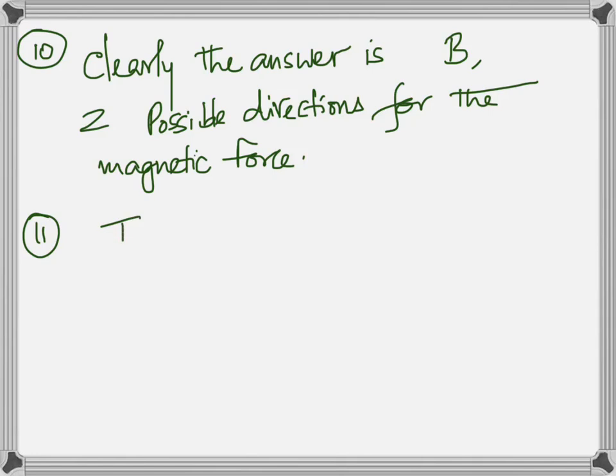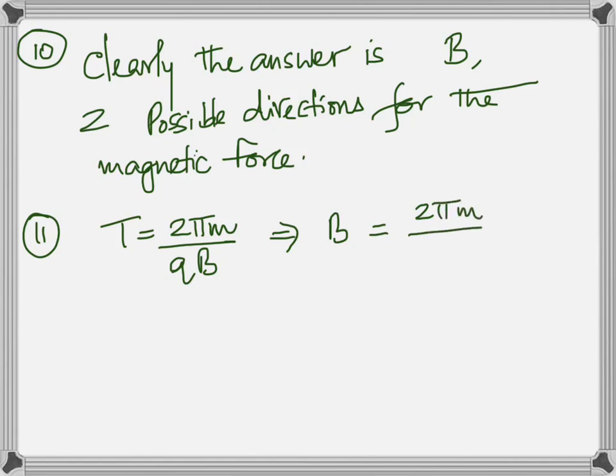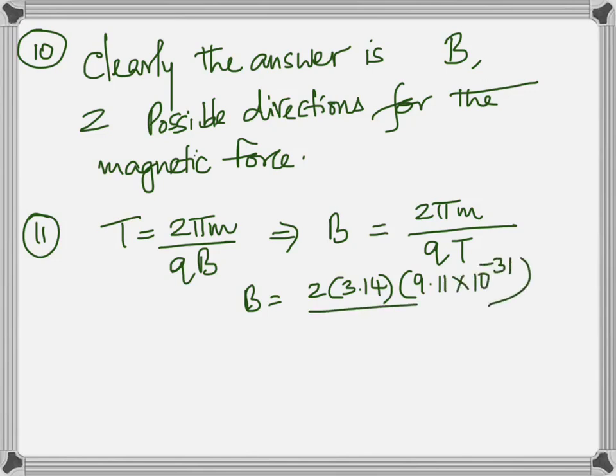Moving on to question 11. Says half a revolution in 5 nanoseconds. So remember that for one complete revolution, it would take 10 nanoseconds. That's the time period. And time period is 2 pi m by qB. Make B the subject. Mass of the electron given. Charge of the electron is there.